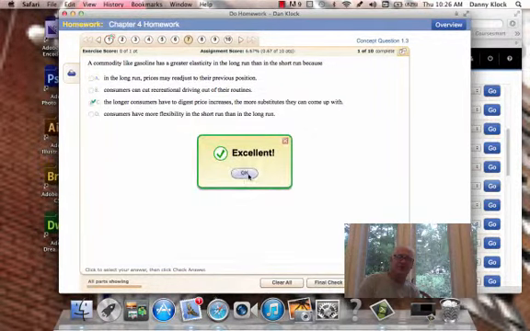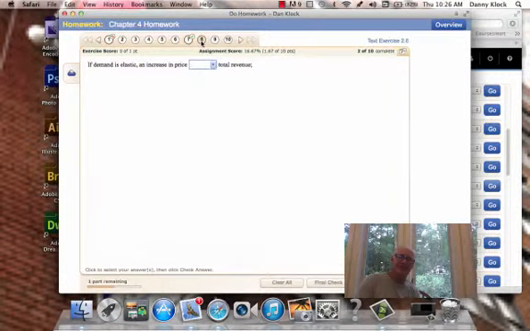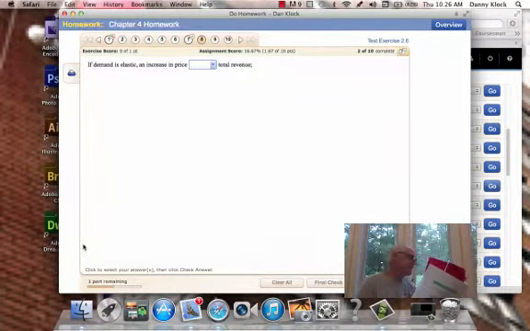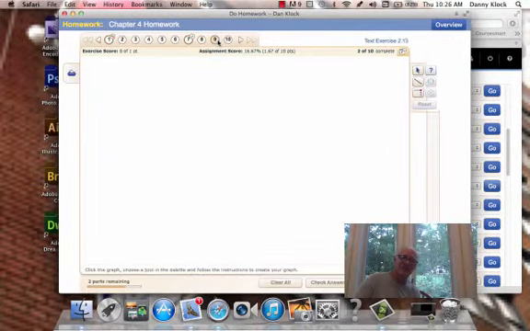Oh, I'm so good. Let's see, 8. If demand is elastic, an increase in price will do what to total revenue? This is what page? This is in the textbook. If I look at my textbook, that's page 88. Understand how that works. Moving on. You can do this one.